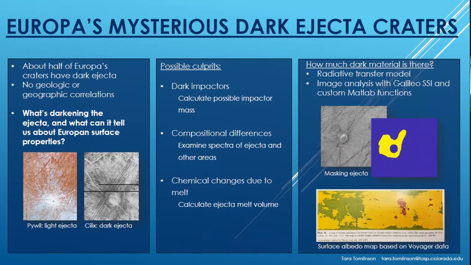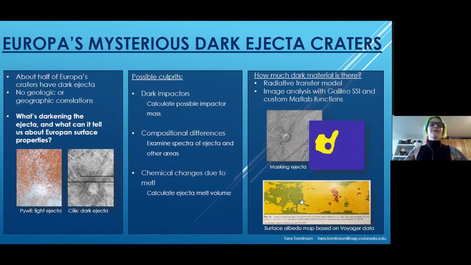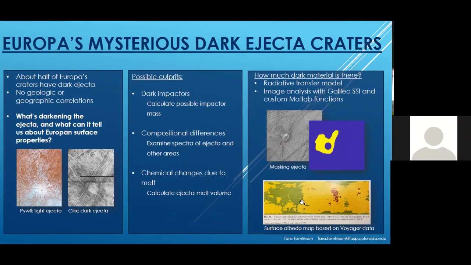Good afternoon, everyone. Like you said, my name is Terra Tomlinson, and I'm a senior undergrad for about 4 more days at the University of Colorado here in Boulder. Today I'm going to talk about my favorite of my research projects, looking at craters on Europa, specifically craters that have unusually dark ejecta. Hopefully this will give you an idea of the kind of things that I'm interested in and experienced in.